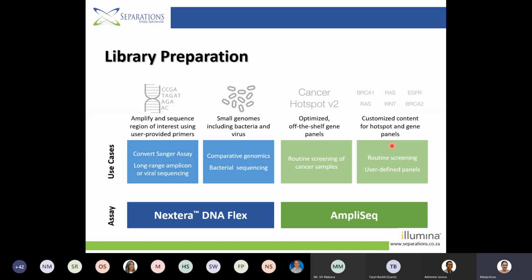So when it comes to these two libraries, obviously Nextera Flex is ideal for whole genome sequencing, either for small bacterial or viral genomes, but also for larger genomes, because we can have anything from 1 to 500 nanograms of starting DNA. We can also work with RNA viruses, but obviously we need to convert them to cDNA, double-stranded cDNA.